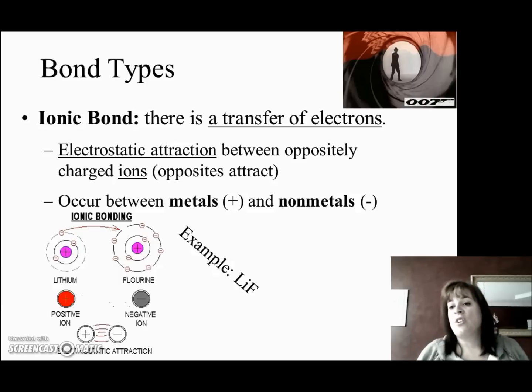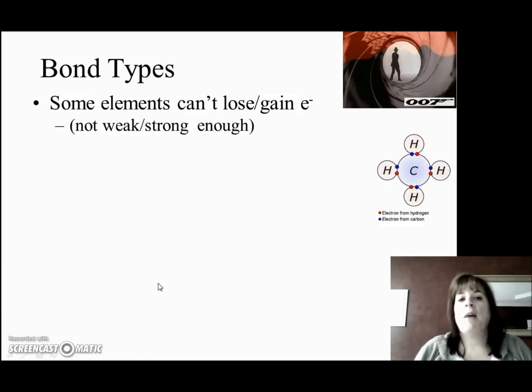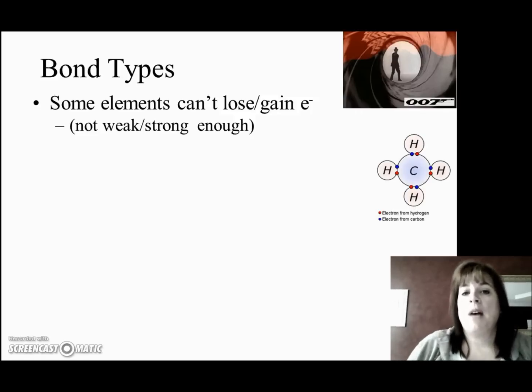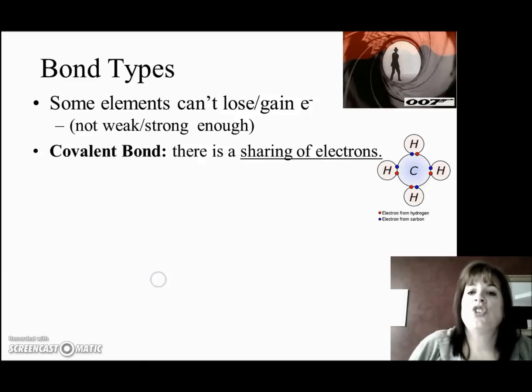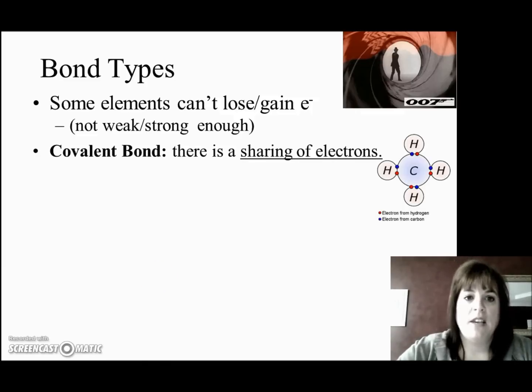I mean, does everything donate and get electrons? Well, no, not all elements are strong enough to grab an electron or weak enough to lose an electron. So there are some elements that can't do this, and they share electrons, and those are called covalent bonds. So a covalent bond is a sharing of electrons.